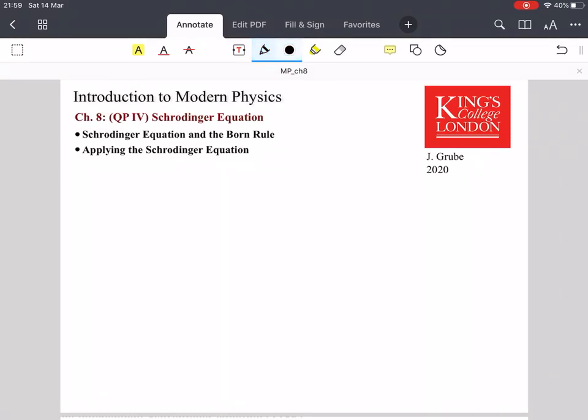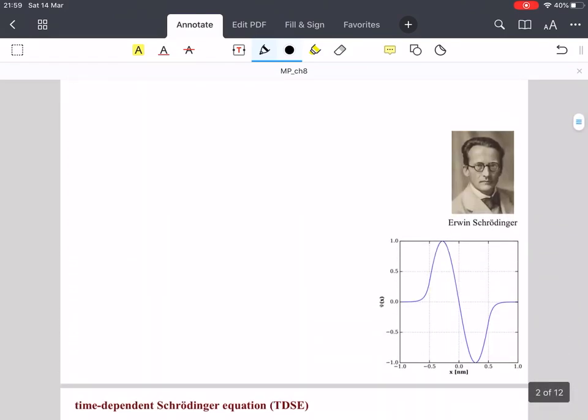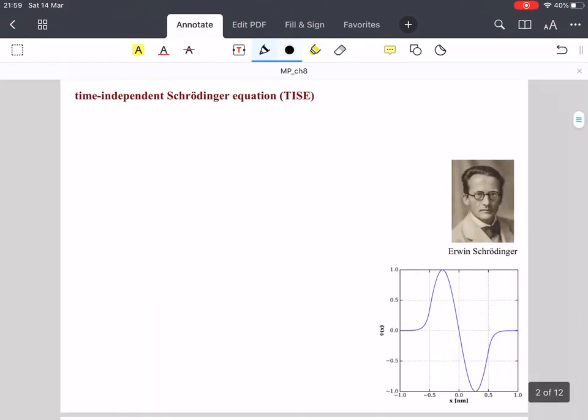In this lecture, we are covering Chapter 8, which is on Schrodinger's equation, the Born rule, and some examples of applying the Schrodinger equation. We're starting with the time-independent Schrodinger equation, which follows historically from 1925 when Erwin Schrödinger looked for a wave equation for the de Broglie hypothesis.